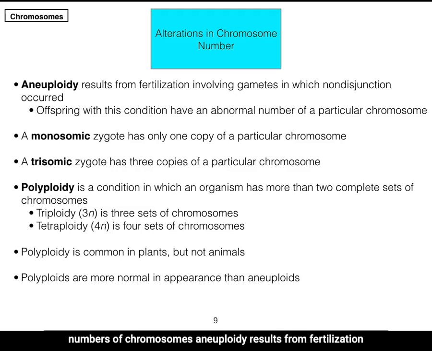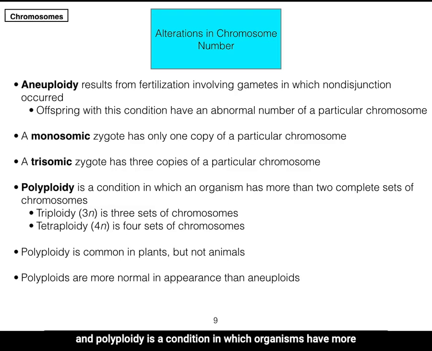Aneuploidy results from fertilization involving gametes in which non-disjunction occurred. Offspring with this condition have abnormal numbers of certain chromosomes. A monosomic zygote has only one copy of particular chromosomes. A trisomic zygote has 3 copies of a particular chromosome.